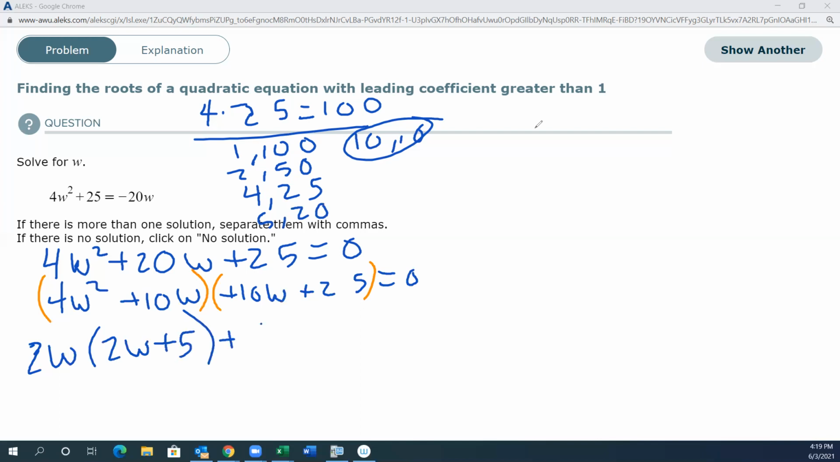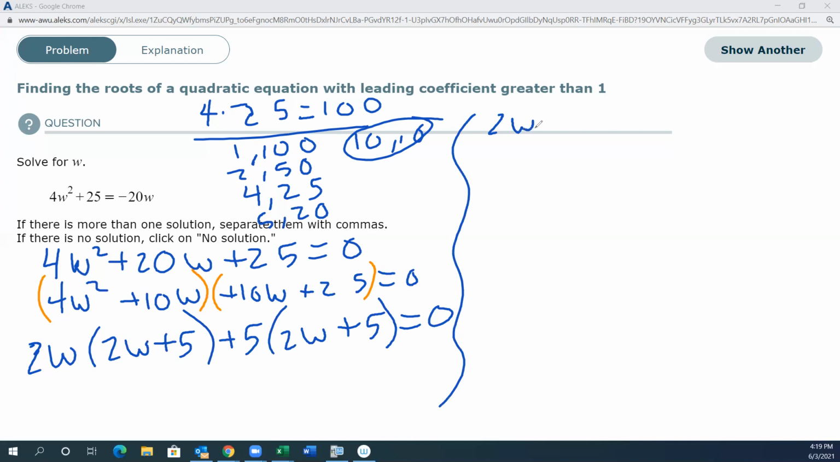I can pull out a 5. And what's inside the parentheses matches, just like it's supposed to. So then I get 2w, I'm running out of screen. Okay, 2w plus 5 squared, or 2w plus 5 times 2w plus 5. All right, and then at this point, I could set both factors equal to 0, or they're the same thing. They're both 2w plus 5. Or I could just square root both sides because it's a perfect square trinomial.